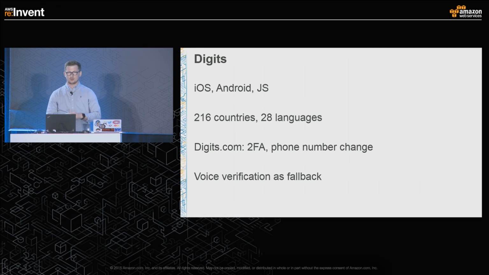We have a portal, digits.com, where end users can log in, enable two-factor auth, and change their phone numbers. And we do voice verification fallback. So that's live in US, India, and Brazil. So if you don't get the SMS, you can press a button, and you'll get a verbal confirmation of the code.